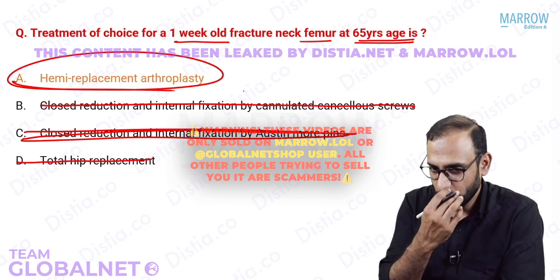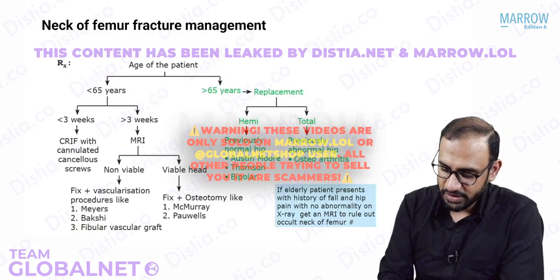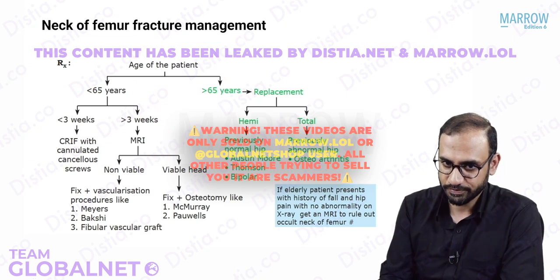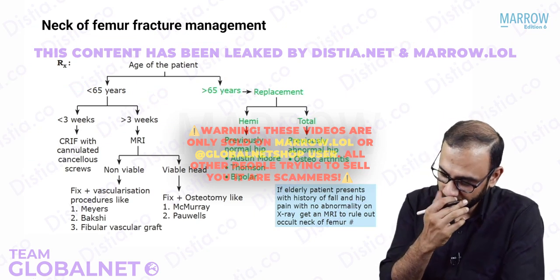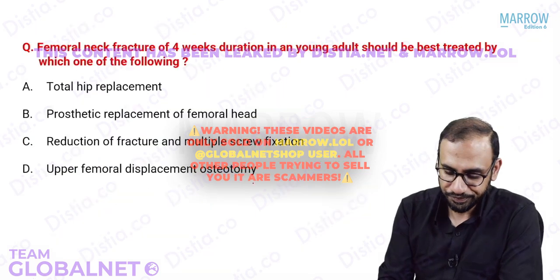Best is bipolar prosthesis. If that is not given in the options, then I will go with Austin Moore. Okay, so bipolar is much better than Austin Moore.